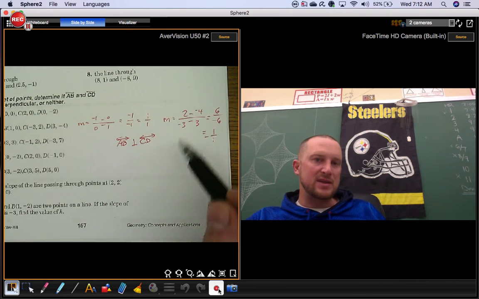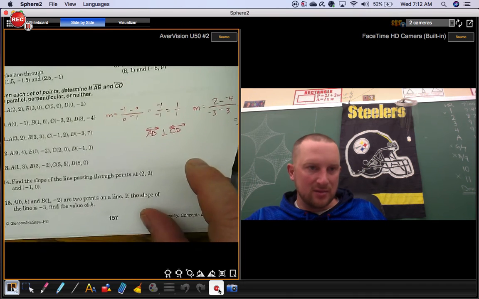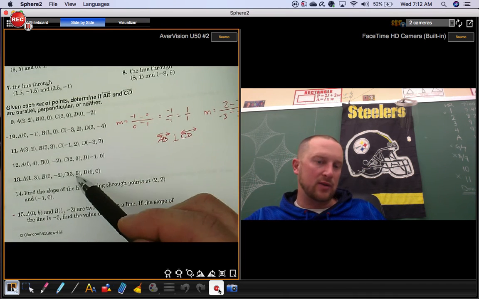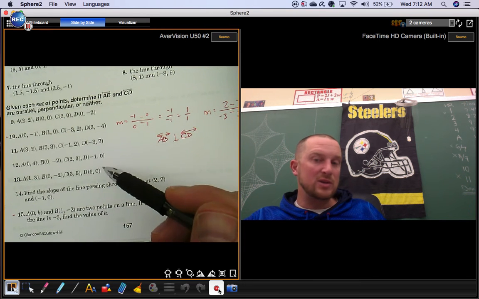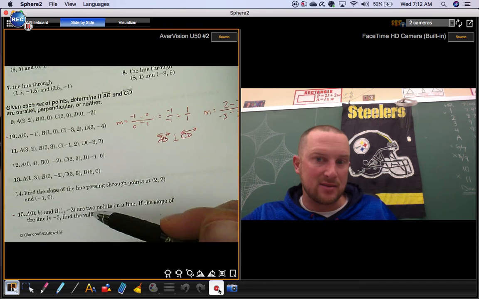Now notice all the space that I took to do number 10. You need that same amount of work for the rest of these. If you don't have enough room, get another piece of paper. Don't try to squeeze it in here where you can't see it or I can't see it.